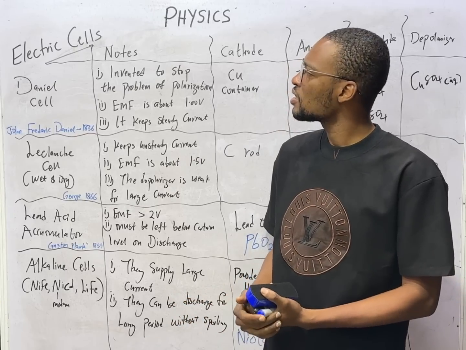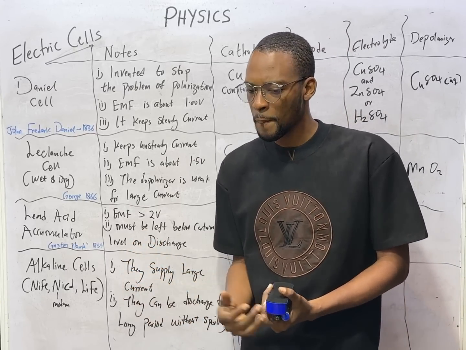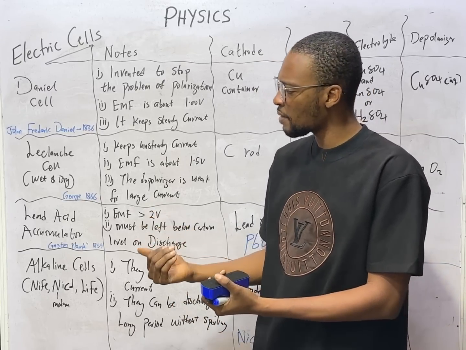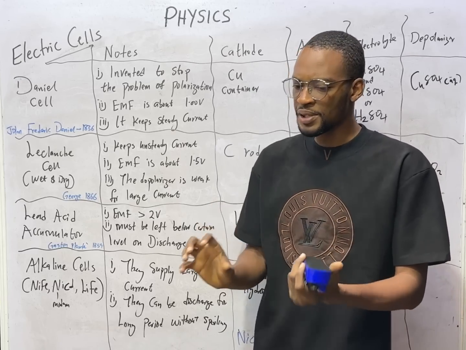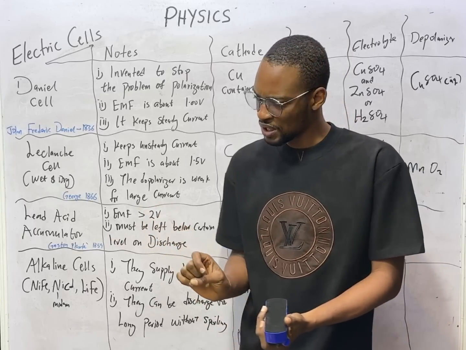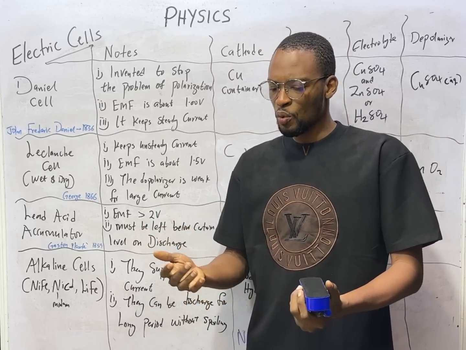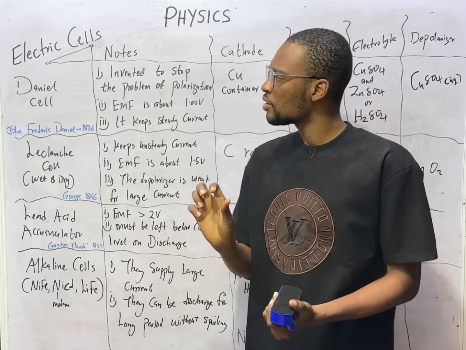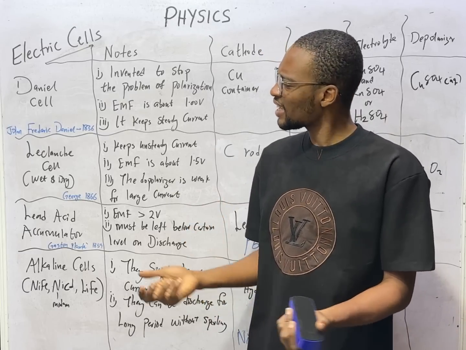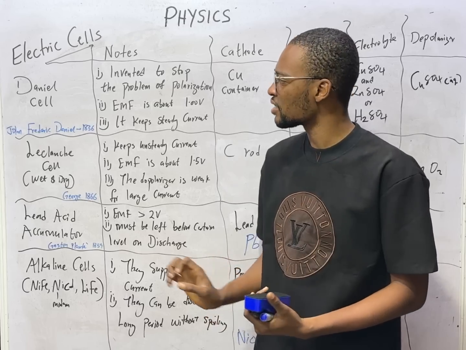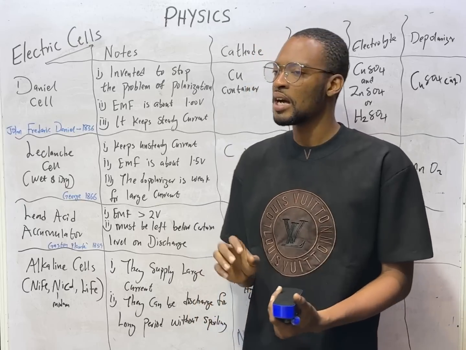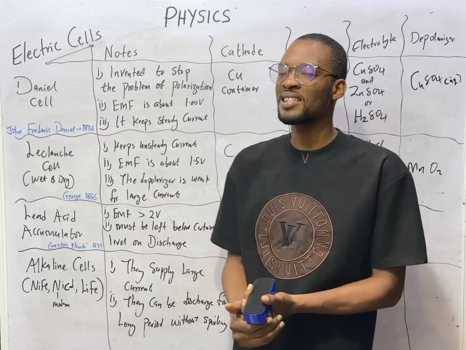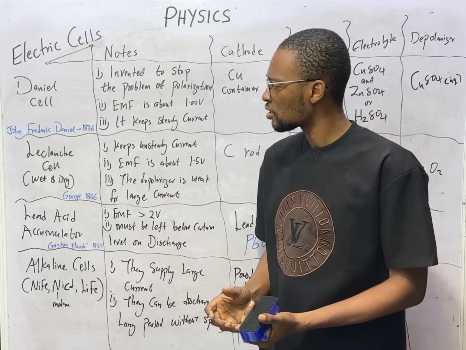In the last two episodes, I introduced the electric cells. I talked about the fact that cells can be primary or secondary, and I gave the similarities and differences between them. And I told you that when you add so many cells, or multiple cells, you form a battery. Then I gave some examples of primary and secondary cells. I said that Daniel cells and Leclanché cells are primary cells. Then the lead acid accumulator and the alkaline cells are the secondary cells.